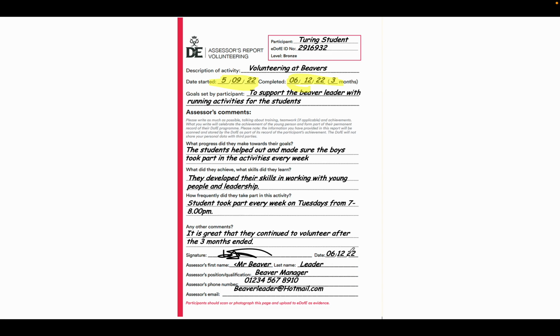Other key things are the signature at the bottom, and the end date is the same as the completed date, and the details are all filled in here. The other reason why these get rejected is because the assessor that is used is related to the participant. So it can't be your auntie or uncle or mum or dad or whoever, or sibling, or grandparent. It's got to be somebody that's not related to you.